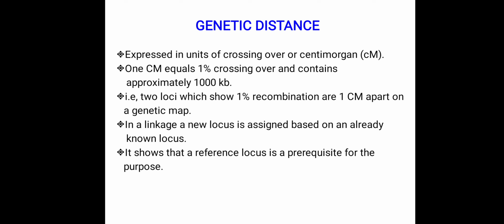Genetic distance is expressed in units of crossing over, or centimorgan. 1 centimorgan equals 1% crossover and contains approximately 1000 kilobases, that is, two loci which show 1% recombination are 1 centimorgan apart on a genetic map. In linkage, a new locus is assigned based on an already known locus. It shows that a reference locus is a prerequisite for the purpose.